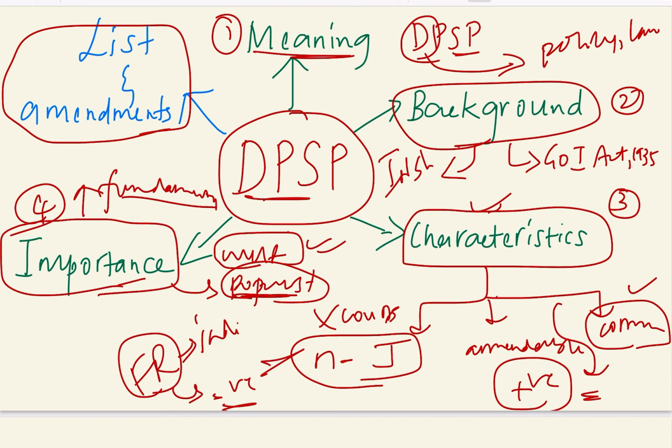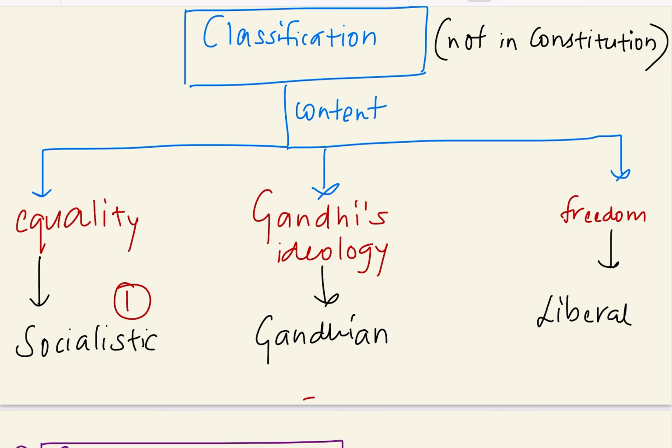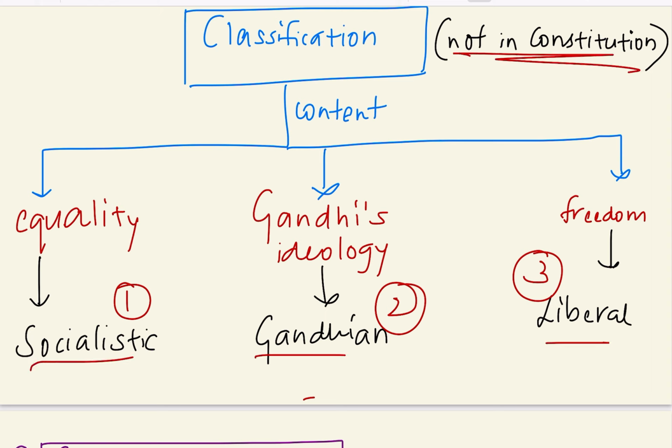That is, we shall study all the DPSPs that are present in our constitution. Firstly, this DPSP is classified into three types. First we have the socialistic principles, second the Gandhian principles, and third the liberal principles. This classification is not seen in the constitution. That is, the constitution is not classifying DPSP as socialistic, Gandhian or liberal principles. This classification is just based on matter, on the content that it is providing for.